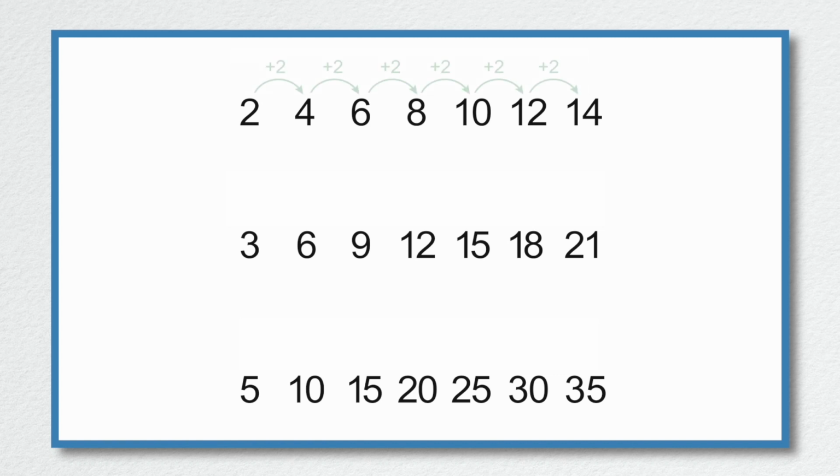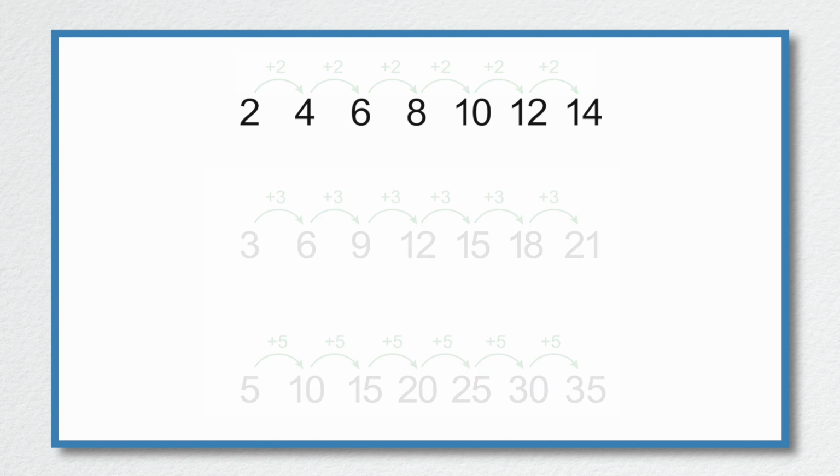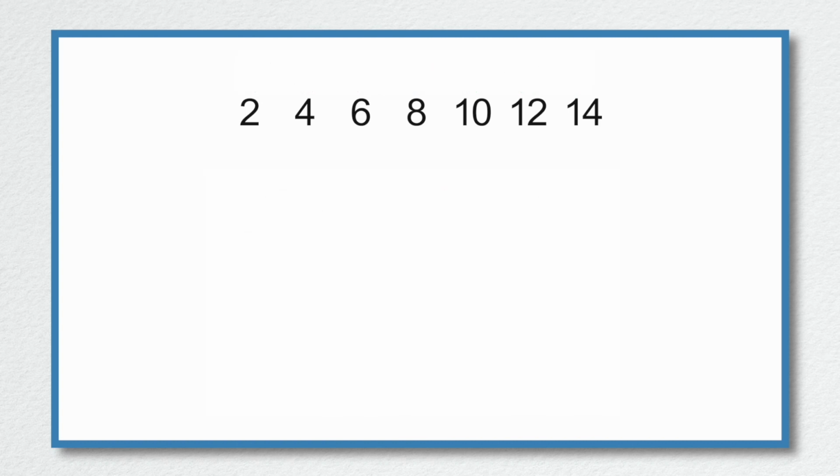So for the 2 times table, you're adding 2 each time. For the 3 times table, you're adding 3 each time. And for the 5 times table, you're adding 5 each time. We're going to write a rule for each sequence and use these rules to help us find rules for other arithmetic progressions. Let's begin with the 2 times table.